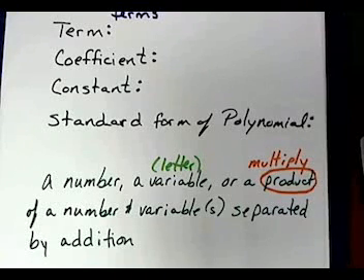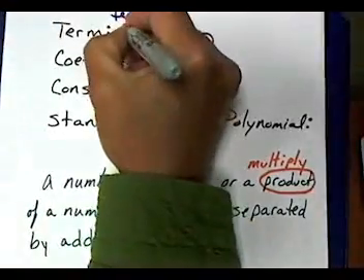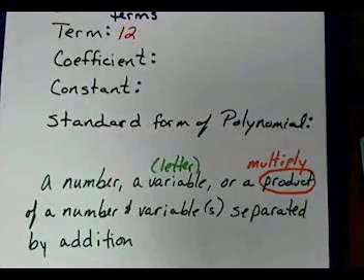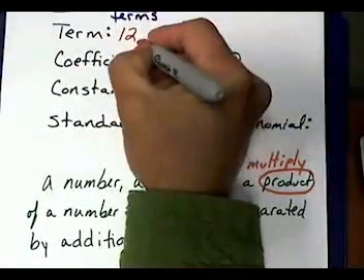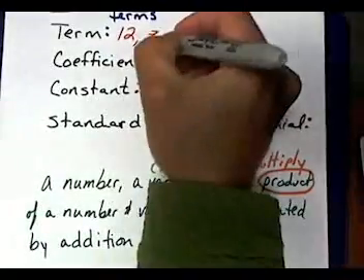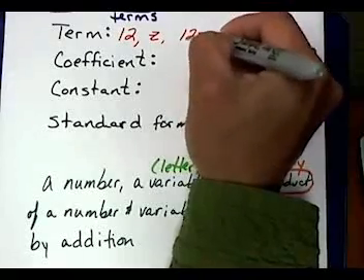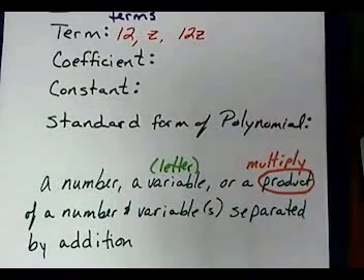Separated by addition. Okay, so what are some examples of terms? Well, a number, 12, there's an example of a term. A letter, Z, that's another example of a term. A product of a letter and a number. How about 12Z?